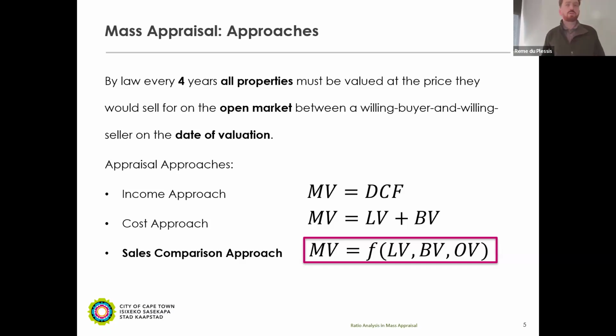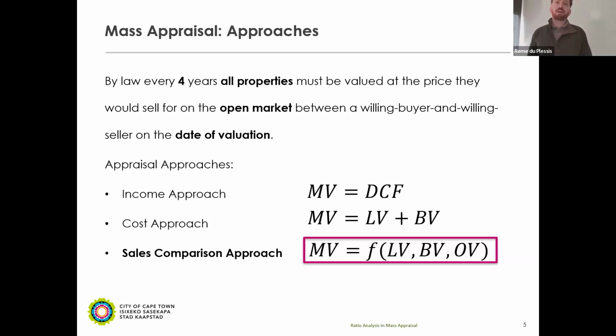Then you also have the cost approach, which is also mostly used for commercial, where you determine the land value of the property plus the building value. The building value here is then calculated by replacement cost. So both of these are used for commercial properties because you don't often have factories that sell. You don't have 15, 20 or 100 factories that sold in a certain area in Cape Town over the last 3 years that you can use to determine what a fair market value would be.